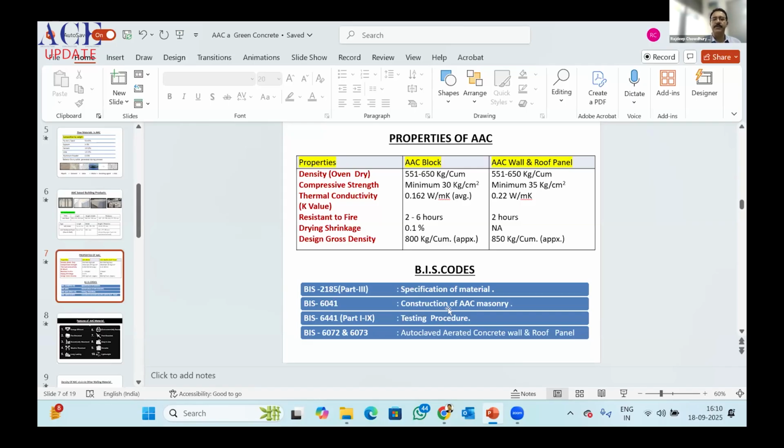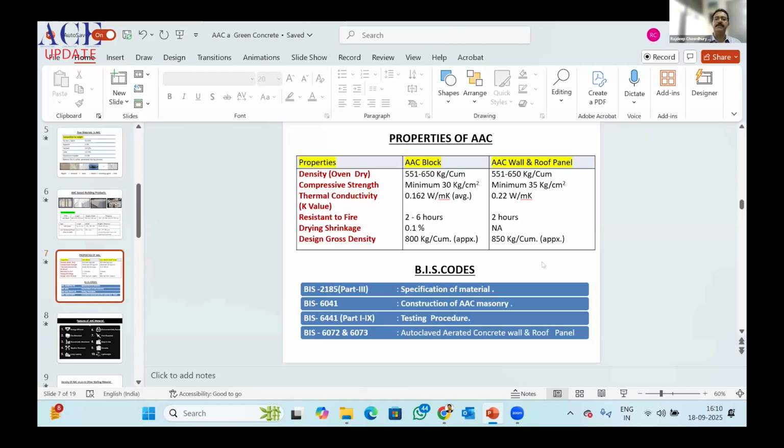A drying shrinkage limit is also defined, but when you design your structure, naturally you cannot use 550 to 650, because that's the oven dry factory condition. So you have to take the load a little on the higher side when you design your structure, and accordingly, as we were saying, in case of block you can take 800 kg per cubic meter. And in case of other reinforced products, wall and reinforced panel, it is 850 kg per cubic meter.